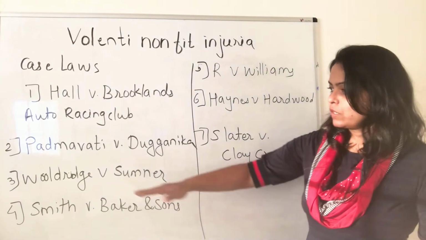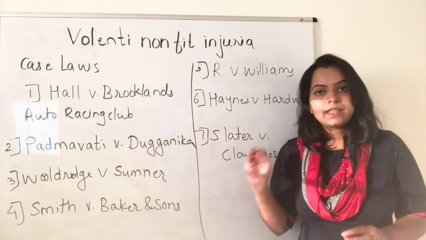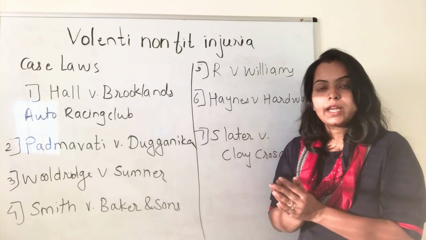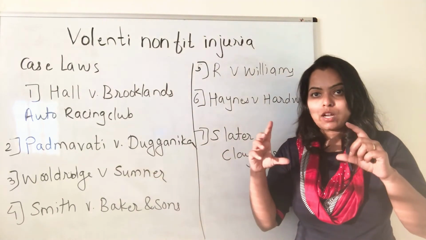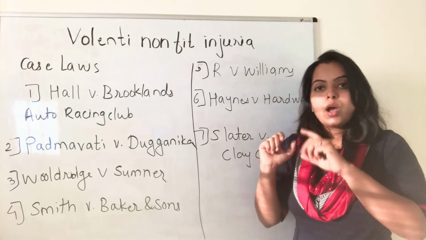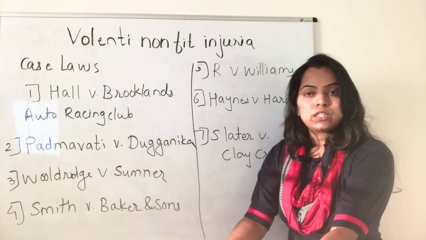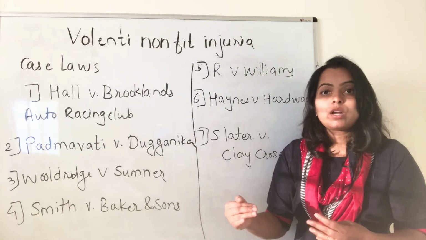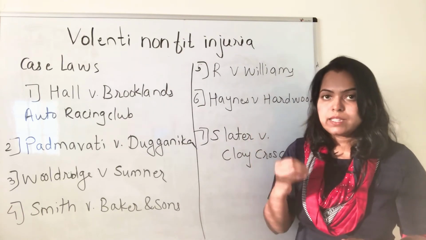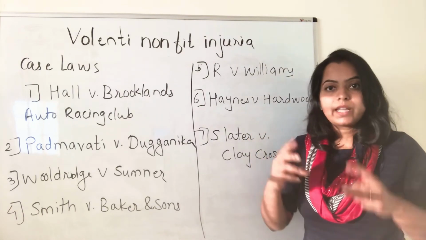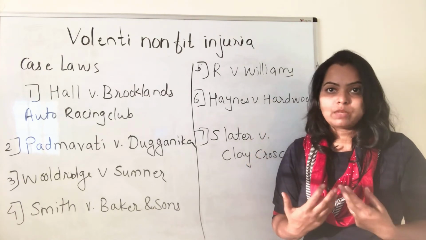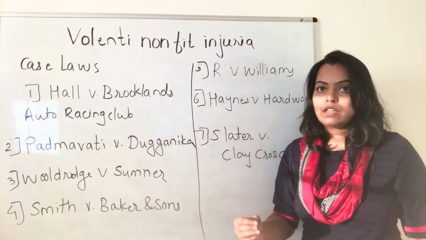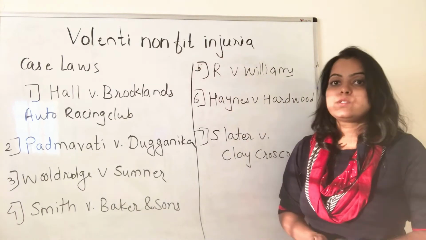Case law number 3, Woolridge versus Sumner. In this case, a horse race was going on, and you know how horses are, they go galloping. A photographer was taking pictures of the horse race. While taking the pictures, he accidentally fell on the track of the horses, and one of the horses, while galloping, injured the photographer. The photographer had an idea that while taking photos he might meet with some injury, so he cannot sue the horse race company for the injury, and volenti non fit injuria is very well applicable in this case.